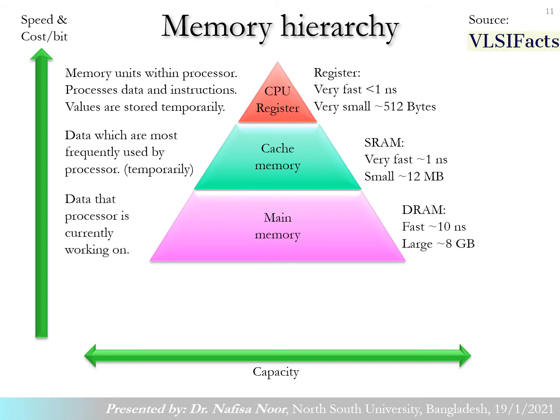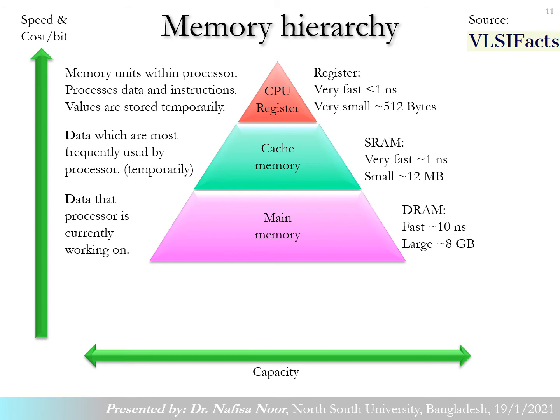In the next level, we have the main memory, which is comprised of dynamic random access memory or DRAM devices. These devices are slightly slower than the other two levels, and they can also be used in larger quantity as compared to the cache memory. And here the price is also slightly less as compared to the SRAM devices. Now, in the main memory, we store the data that the processor is currently working on.